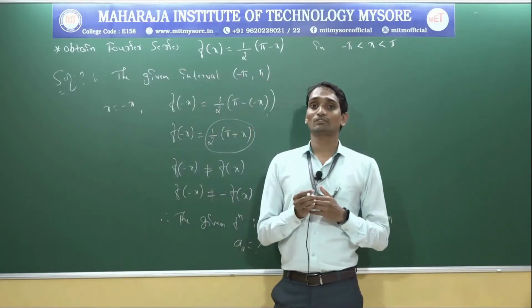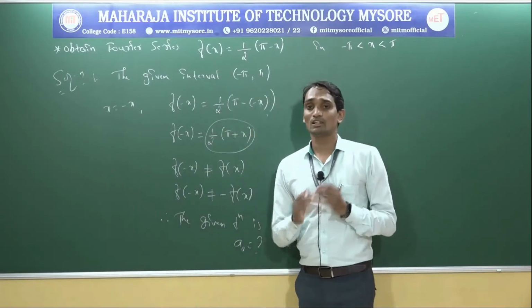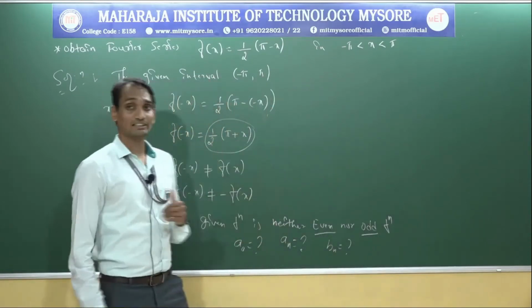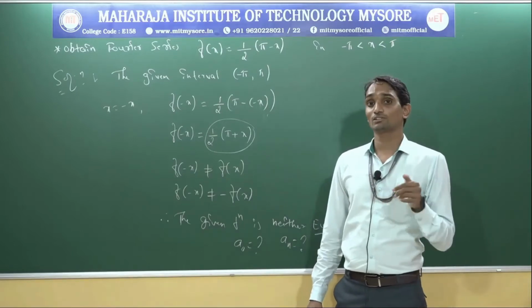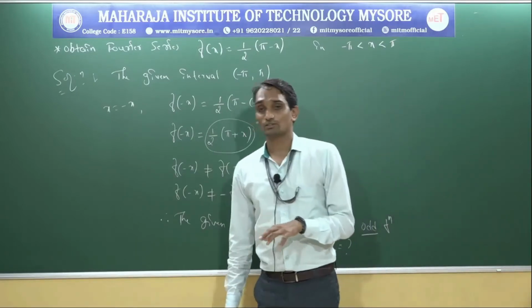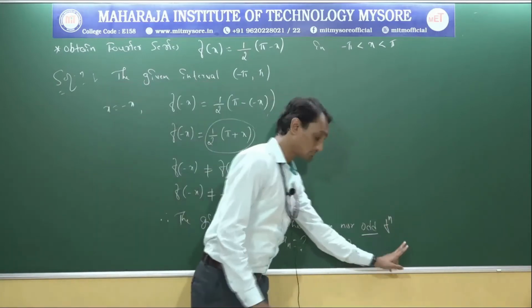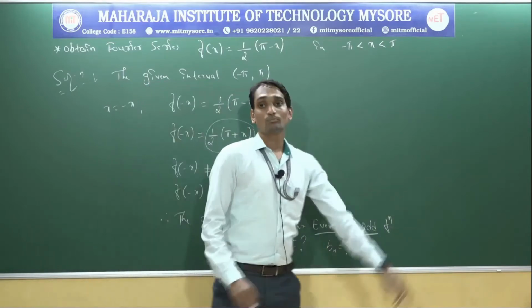After verifying, if it is an even function, some values will be 0. If it is an odd function, some other values will be 0. But here the given function is neither even nor odd. It does not satisfy the even condition or the odd condition. So we need to calculate all three values: a naught, a n and b n.